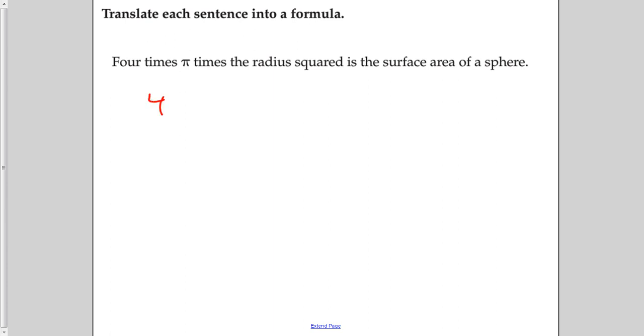So we have 4 times pi, so we write pi, we're not going to write 3.14, times the radius squared is, and that's our equal sign again, the surface area of a sphere. So it's the surface area of a sphere.